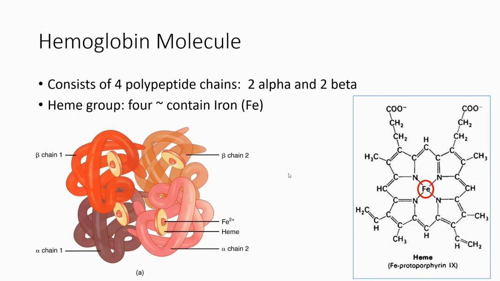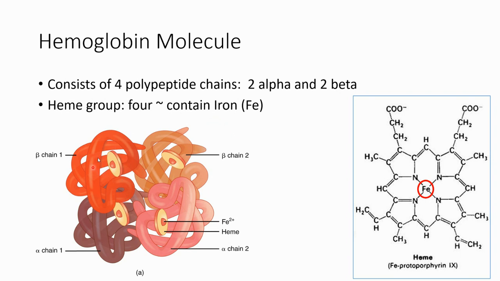The hemoglobin molecule is made up of 4 polypeptide chains. Now these are protein chains. 2 of those are called alpha chains, 2 of those are called beta chains. And then there's a heme group that contains 4 irons.